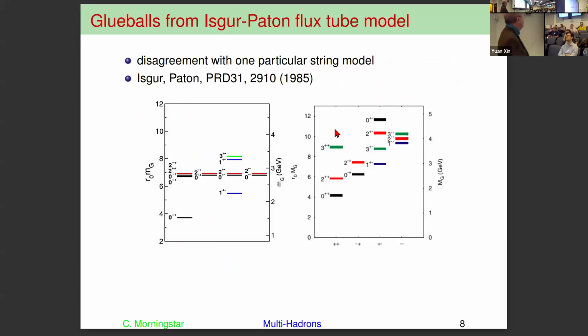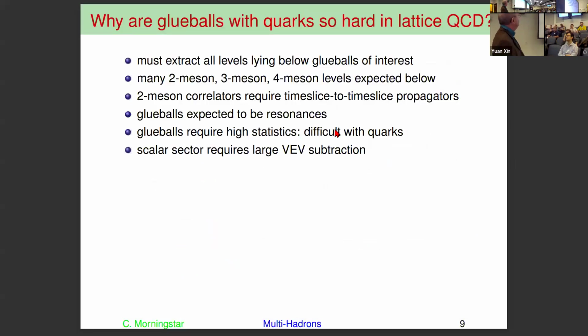There was another popular model at the time, the flux tube model, which, as you can see, does not explore the spectrum. So why are glueballs, including quarks, so hard? It's because these things are quite heavy, supposedly at around 1600 MeV, and with the way we calculate energies with those correlator matrices, you have to calculate all the energies up to that level. So you have to get all the levels below it to see that level. You have to saturate all the lowest lying stationary states. And there are many 2 meson, 3 meson, and even 4 meson levels expected.